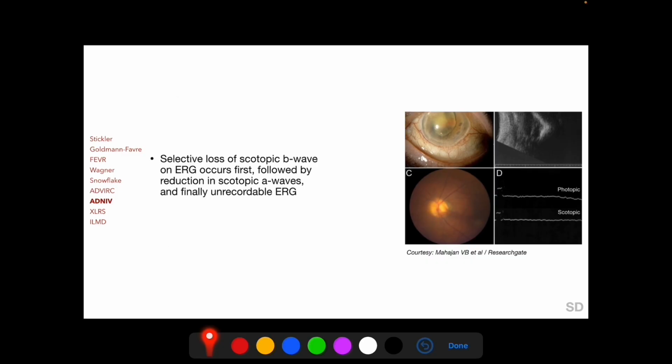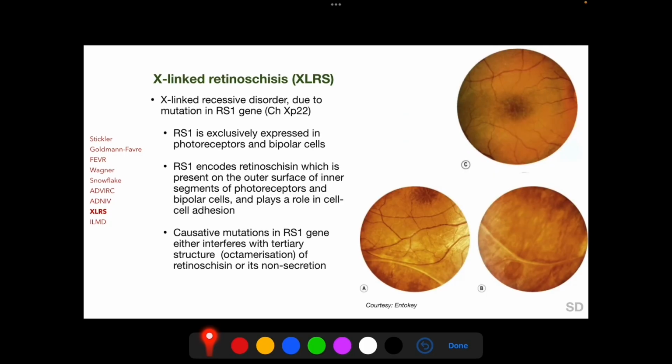And eyes with ADNIV on ERG show selective loss of scotopic B waves followed by reduction in scotopic A waves, and finally unrecordable ERG. Then we have two entities, X-linked retinoschisis and internal limiting membrane dystrophy, which are considered as inner retinal dystrophies. X-linked retinoschisis is an X-linked recessive disorder due to mutation in the RS1 gene, which is exclusively expressed in photoreceptors and bipolar cells.